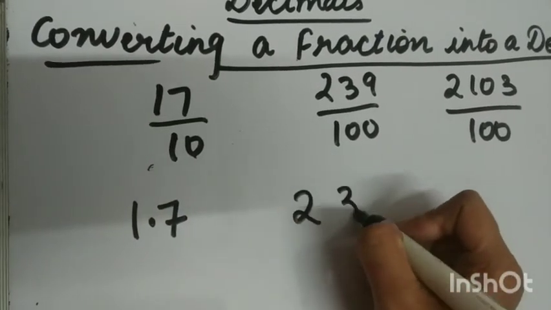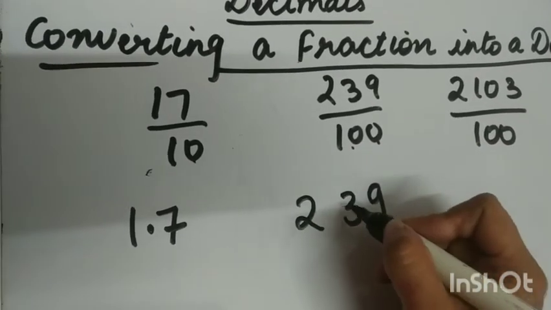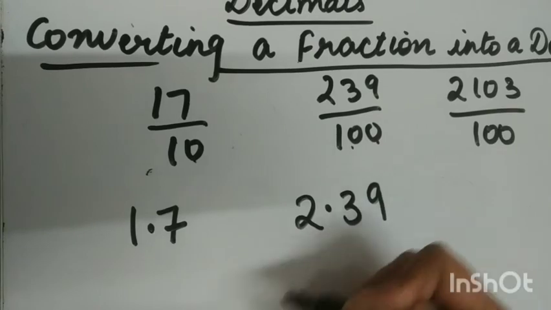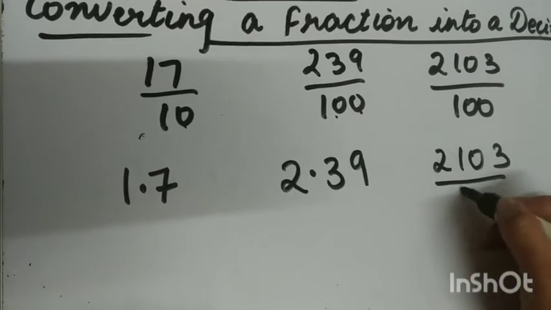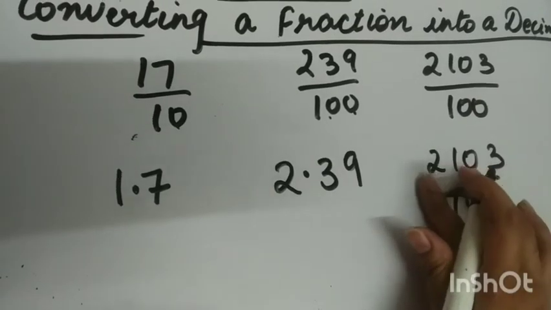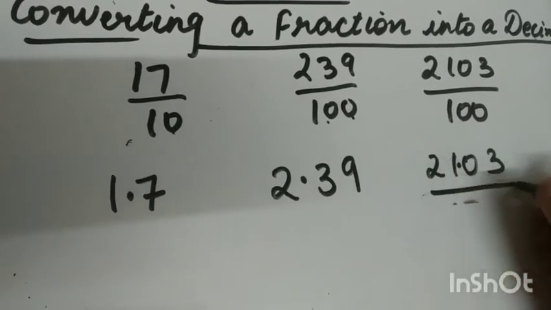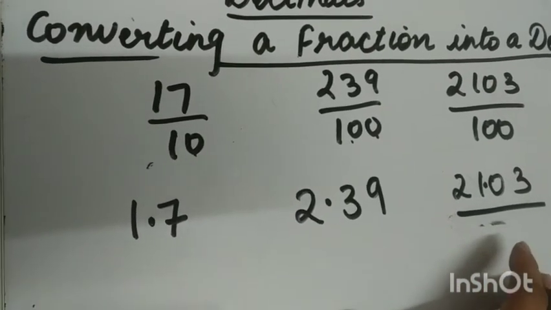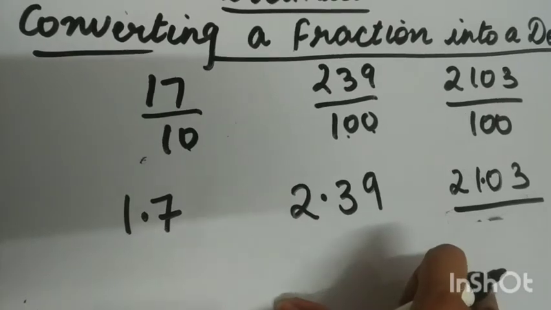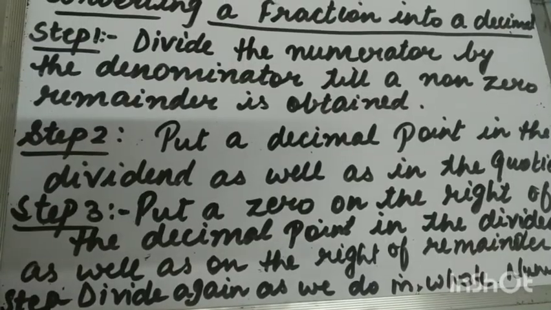In this 239 upon 100, the number of zeros are 2. Leave two digits from the right and put a point. In this, the number of zeros are 2. So leave 2 digits from the right and put a decimal, like this. Okay, when the denominator of a fraction is a power of 10, then we convert the fraction into decimal like this.